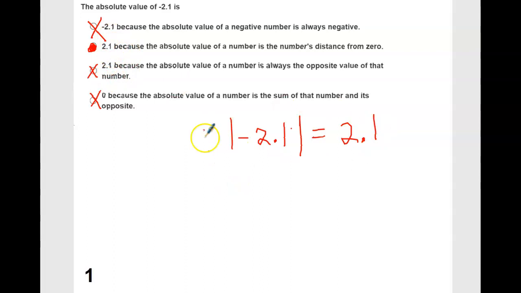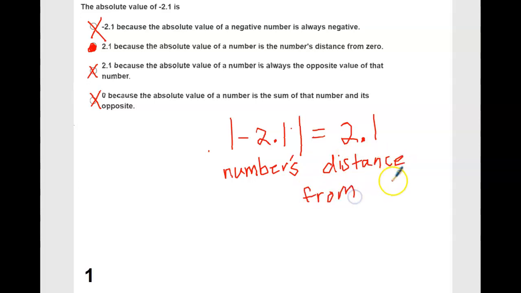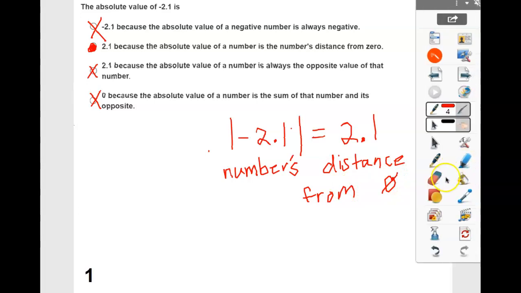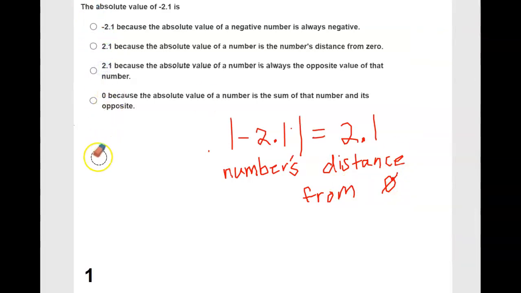So what I want you to write is this part here, and it is the number's distance from 0. And that is what you need to write. I'll erase these because you don't need to write that part. Go ahead and pause and write what you need to write.